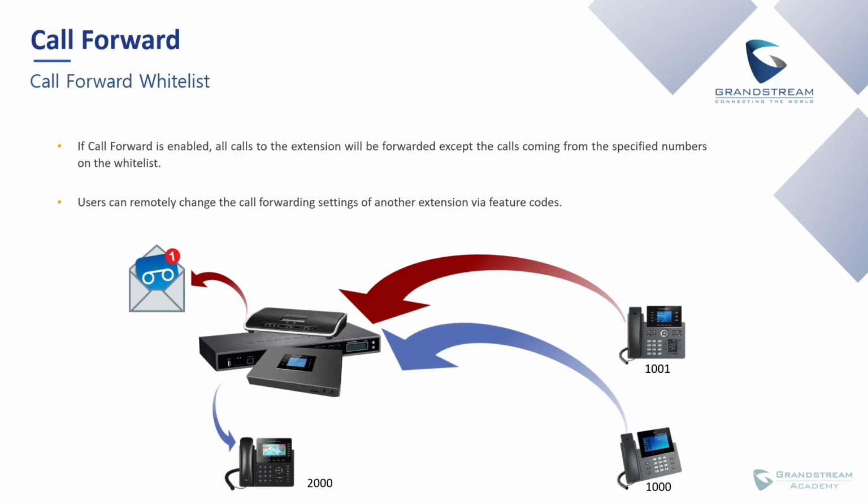Users can always remotely change the call forwarding settings of another extension via feature codes. Additionally, a whitelist can be configured to restrict this ability to specific users. What we mean is that we have an option that will allow specific extensions to dial the remote call forwarding feature codes to set all forwarding for any extension, and this privilege can be given by the super admin.